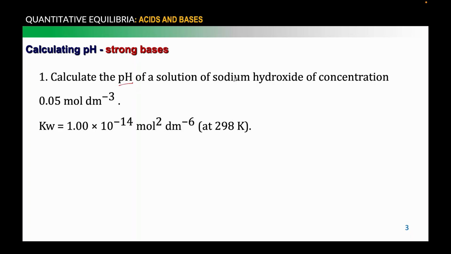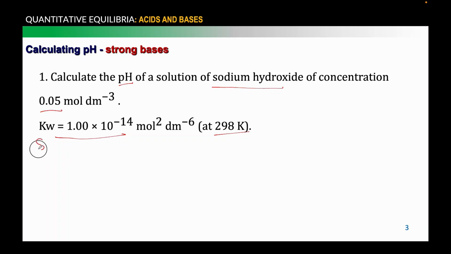Calculate the pH of a solution of sodium hydroxide with concentration 0.05 mole per cubic decimeter. And see students, here the ionic product value is given and the temperature is also given, 298 Kelvin. That means its value is at 25 degrees Celsius.